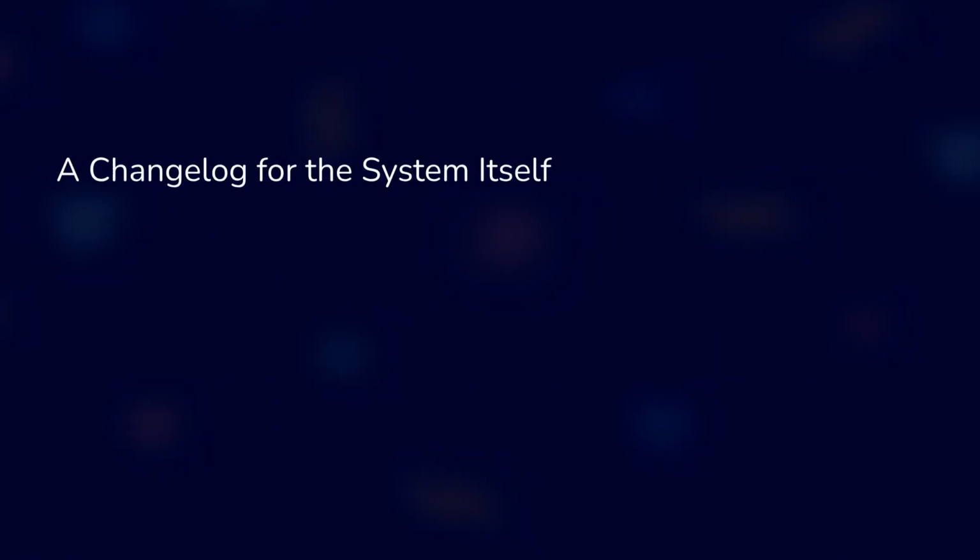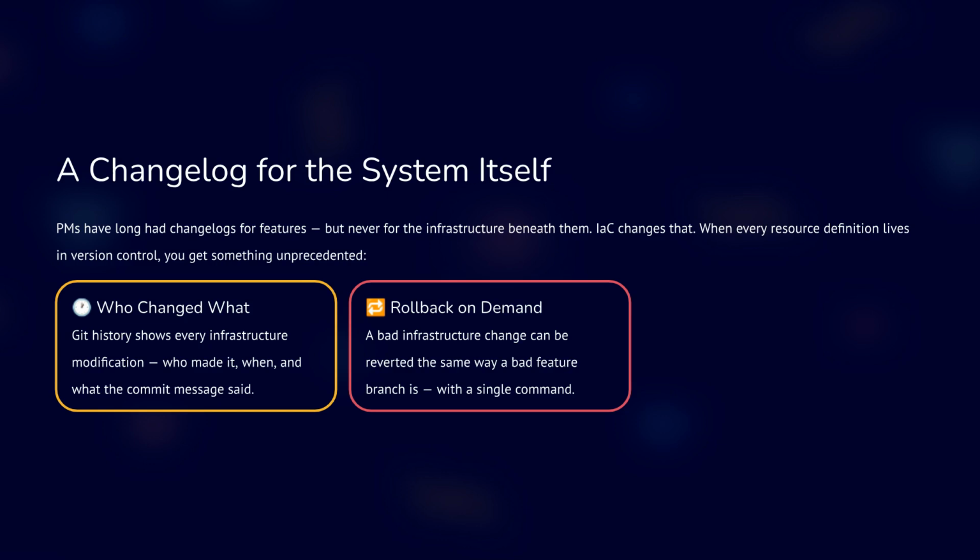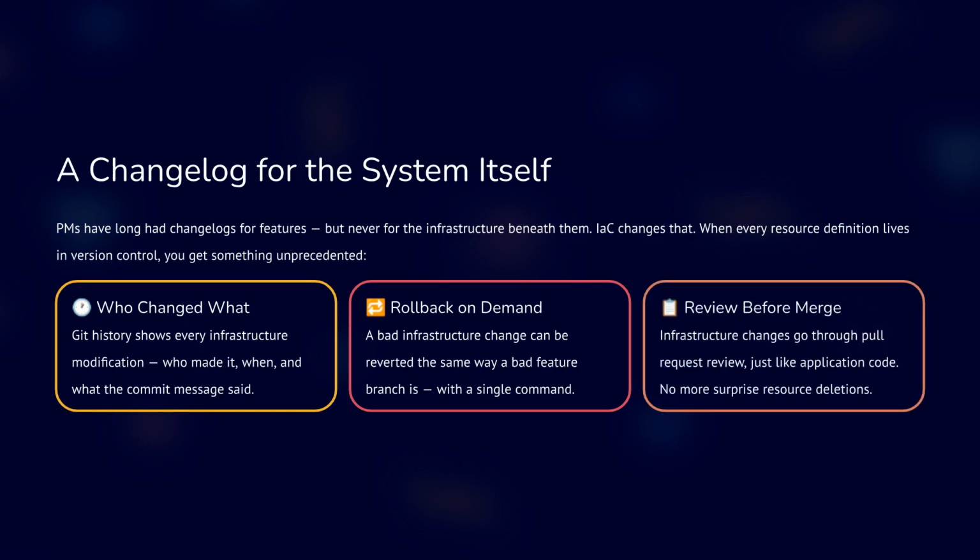With infrastructure and version control, you gain three key benefits: tracking who changed what, the ability to roll back changes on demand, and mandatory pull request review before merge, eliminating surprise resource deletions.